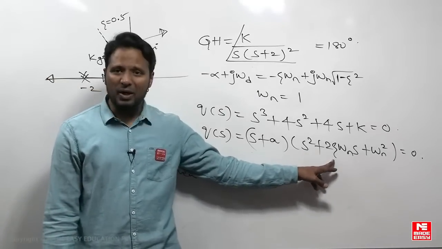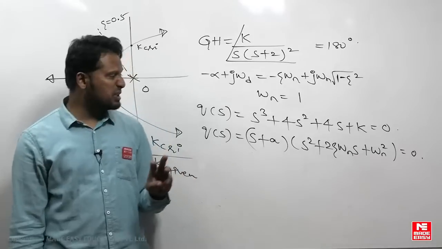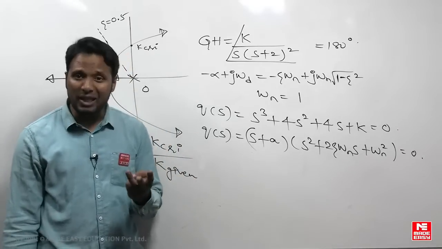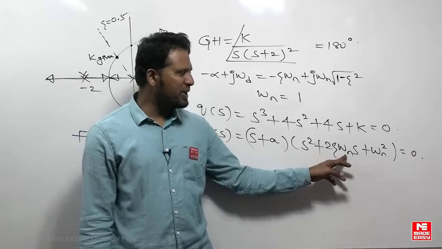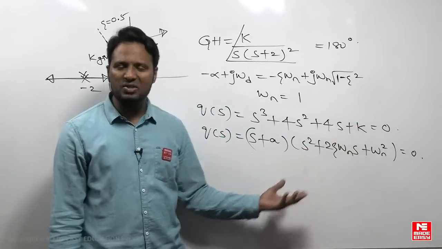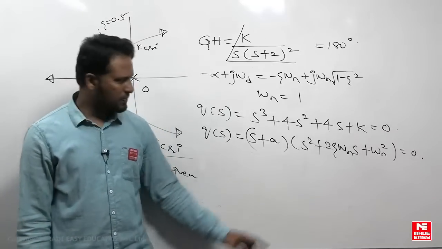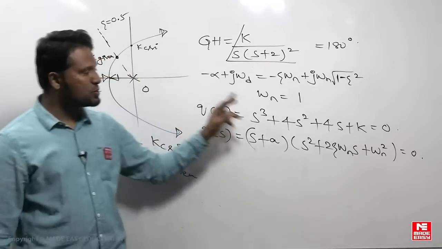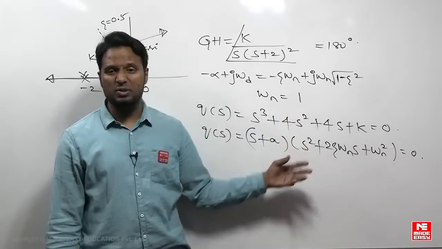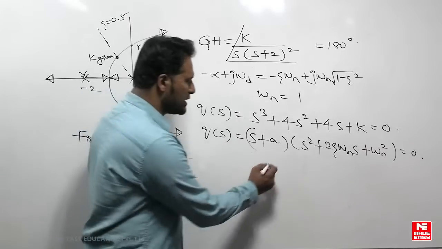So put zeta 0.5 in this. How many unknowns are left? Three unknowns: a, omega n, k. Three coefficients will come. Compare and solve. In this equation, you put zeta equals 0.5 and compare these equations. You will get k from that. So k will be obtained from here also.